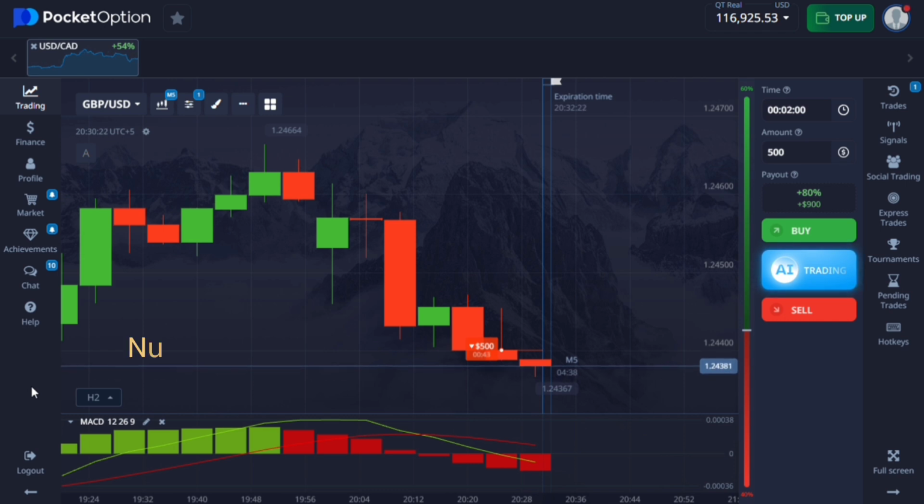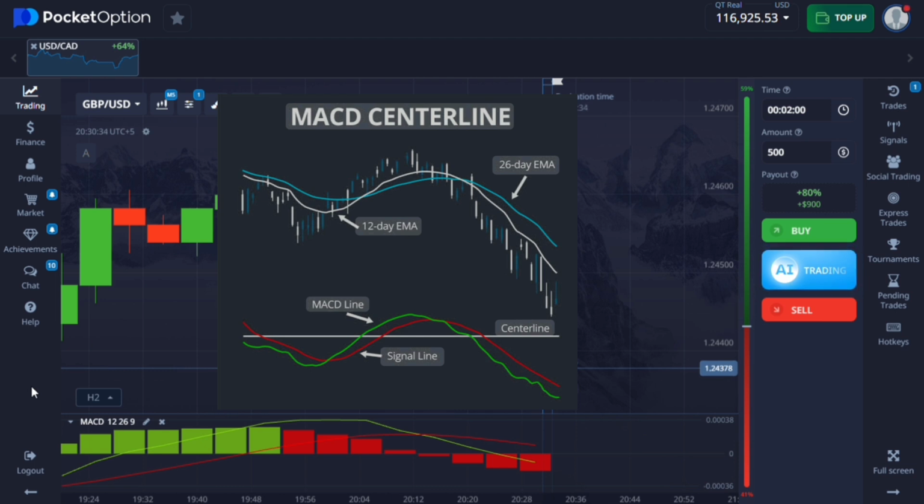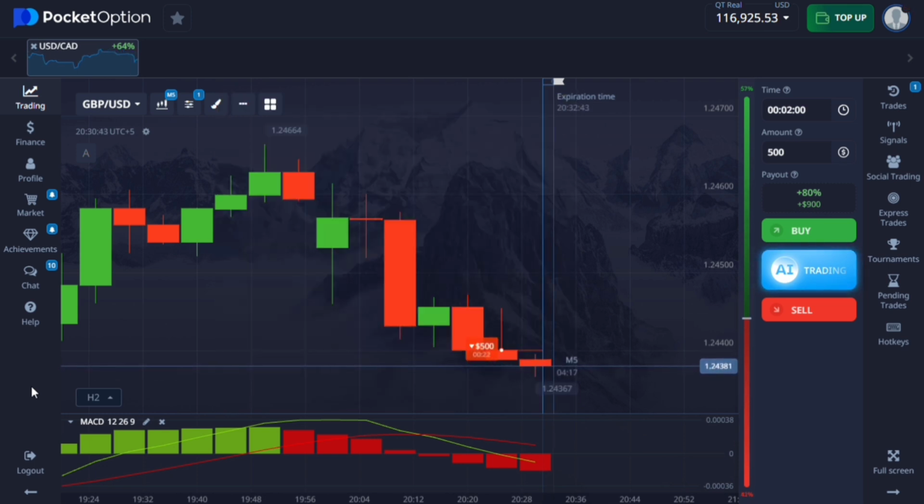Number 3. MACD trading strategies. There are several trading strategies that use the MACD indicator. 1. Crossovers. Buy when the MACD line crosses above the signal line, and sell when it crosses below. 2. Divergences. Buy when the MACD line is making higher lows while the price is making lower lows, and sell when the MACD line is making lower highs while the price is making higher highs. 3. Zero line crossovers. Buy when the MACD line crosses above the zero line, and sell when it crosses below. These are just a few examples of how you can use the MACD indicator in your trading.